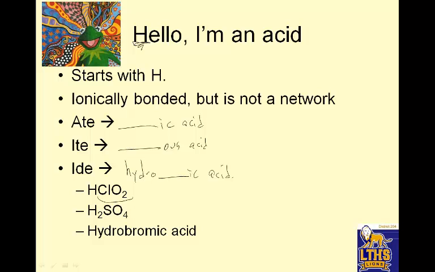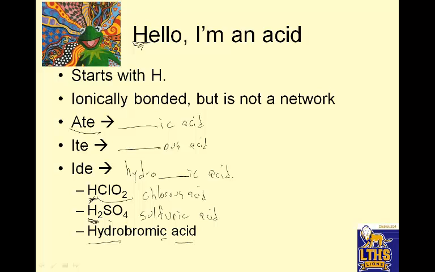ClO2 is chlorite. So it becomes chlorous acid. Now how did I know this is an acid? Starts with an H. Hello, I'm an acid. H2SO4, it's an acid. Hello, I'm an acid. SO4 is sulfate. Ate becomes ic acid. Make the stem that sounds good. Sulfuric acid.